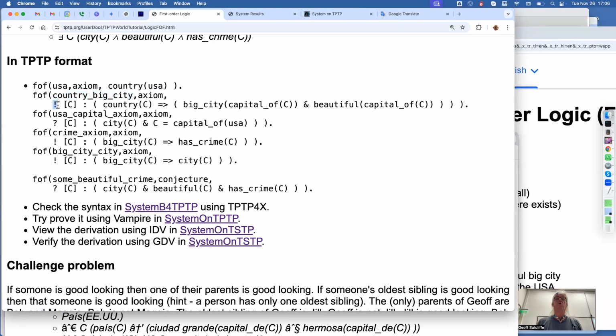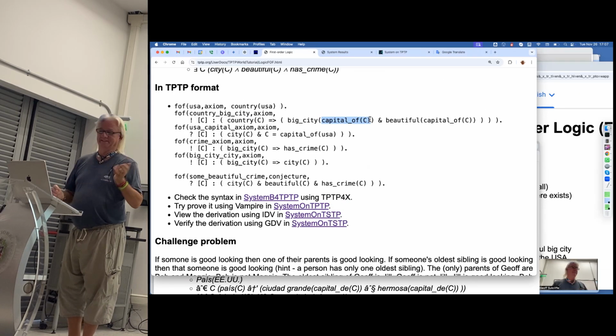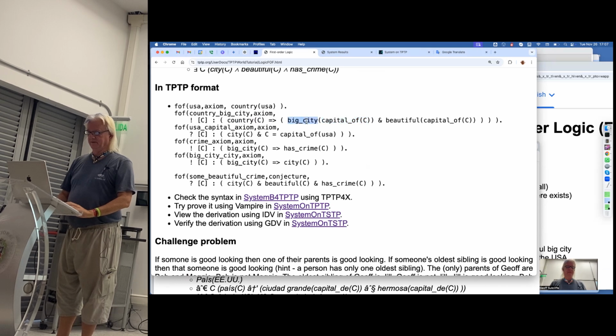Now we say this is for all. Exclamation is for all in my language. We must put the variable in square brackets, colon. If it is a country, I put brackets here to just capture the whole thing. If it is a country, that implies the capital of C. Capital of is a function. You take country and it returns you a city. And we say the capital of C is a big city, and the capital of C is beautiful.